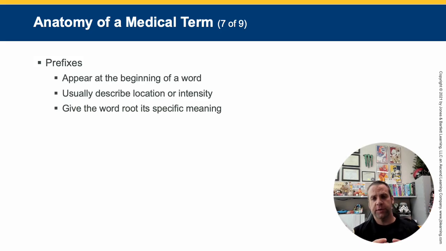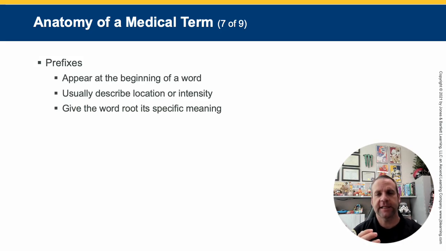So even though the root pnea stays the same, the meaning of the term changes drastically with each of the different prefixes that we apply to it. And so does your treatment, based on the specific term. Prefixes are also commonly used to describe locations. For example, sub means under, as in subcutaneous, under the skin. Inter means between, as in intercostal, between the ribs. Pre means before, as in prenatal, before birth.